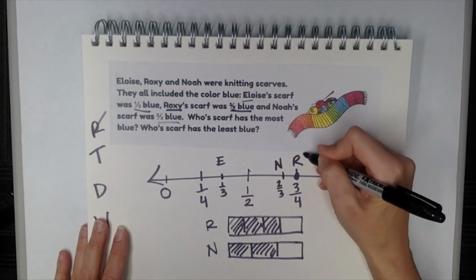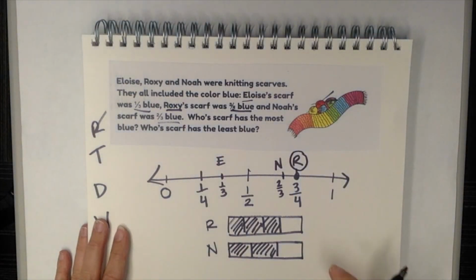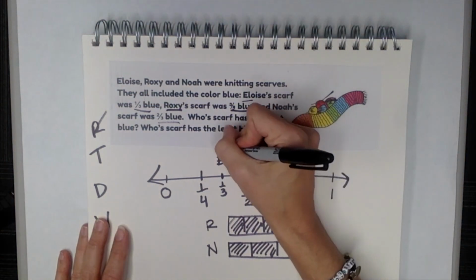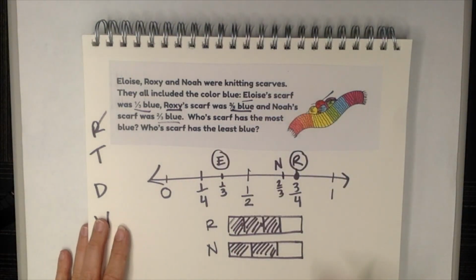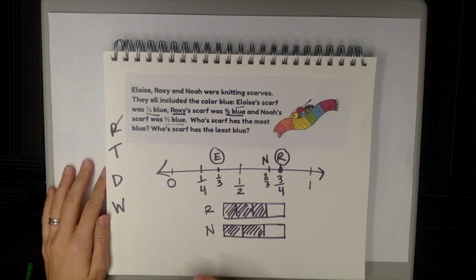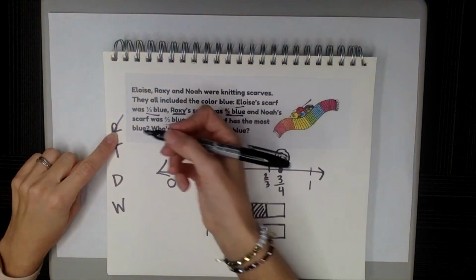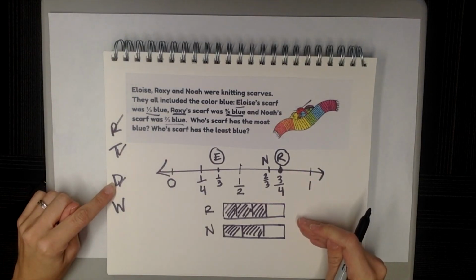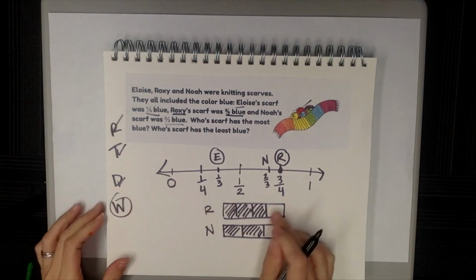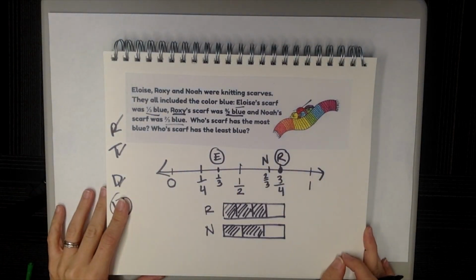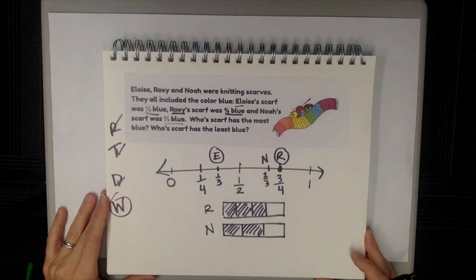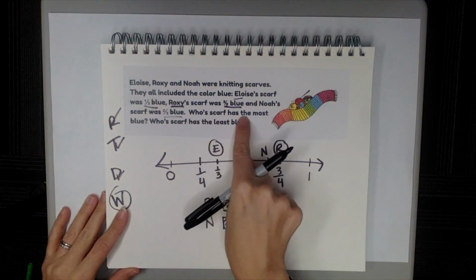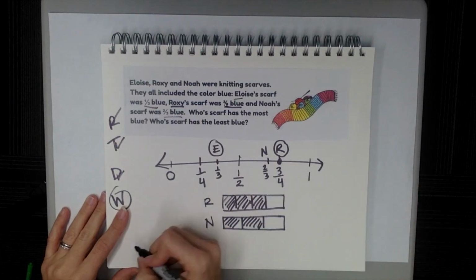So now I know that Roxy has the greatest amount of blue, and Eloise has the least amount of blue. Let's double check our steps. We read it, we thought about it, we used two models. Let's actually write it out because we want to make sure we answer the question ATQ. So at the bottom, whose scarf has the most blue?